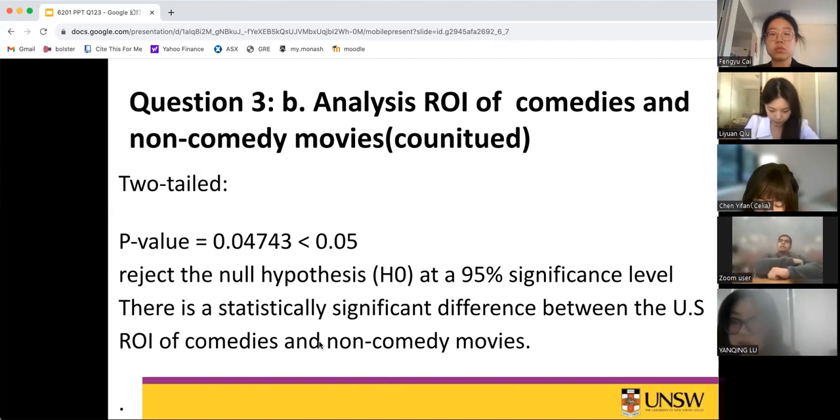This result has important implications for understanding the financial performance of those two film types, suggesting the need for a more in-depth analysis of the factors that explain the difference. That's all of our presentation. Thank you.